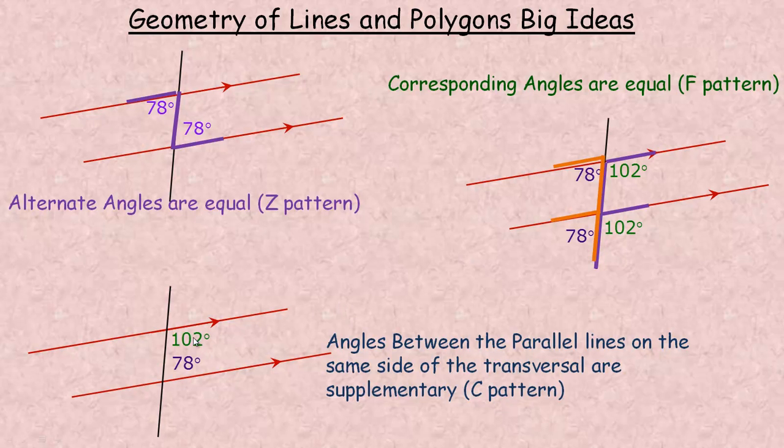Last one here, and I'm using the same 78 and 102, but I've highlighted these two. These are the two angles between the parallel lines, but in this case they're both on the same side of that transversal. So the 102 and 78, notice that they add up to 180. These are pairs that aren't equal, like they are in the corresponding or alternate pattern. But these two angles are supplementary. They add up to 180 degrees. And of course this is what the C looks like. So there's the C, with straight sides, but it's supposed to be a C. Similarly, this would be 102, this would be 78. They would add up to 180. So that's the C pattern.